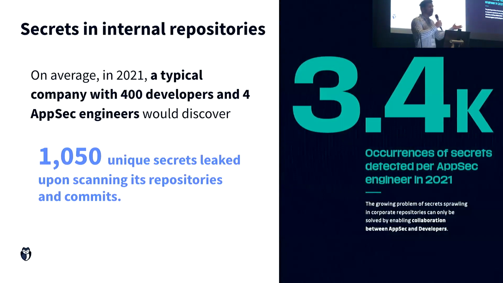Now, if you're looking at an average company, you've probably got 4 AppSec engineers for 400 developers. That's 3.4 thousand secrets that each AppSec engineer has to sort through every single year. That's an impossible job. That's 10 a day if you didn't take any holidays. So the problem is absolutely massive.